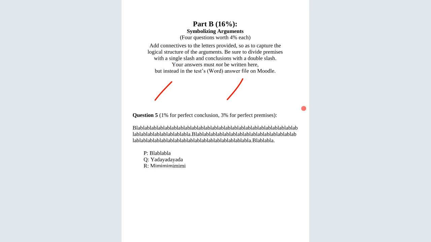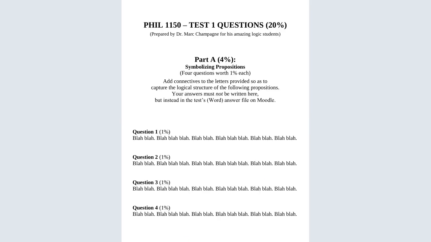Your answers must not be written here, but instead on the Word file. And then you have a question here. It's 1% for a perfect conclusion, 3% for perfect premises. So it's going to be worth 4%, and that's how I'll grade them. It's an all or nothing thing. It's either 1 out of 1 for the conclusion, or 3 out of 3 for the perfect premises, and that adds up to 4 out of 4. But there is no in between. Likewise for these, it's going to be 1 point or 0. You either get it right or you get it wrong. And as you saw with the solution sheets, that's just the way it is.